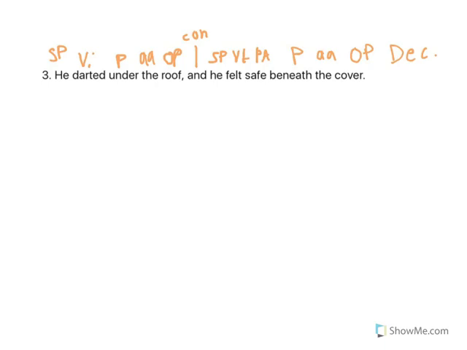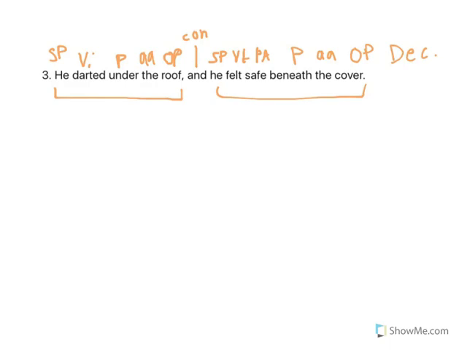Is this a simple sentence or a compound sentence? Well, let's see. We found one independent clause. He darted under the roof. That stands alone. It has a subject and a verb. He felt safe beneath the cover. That also can stand alone and has a subject and a verb.